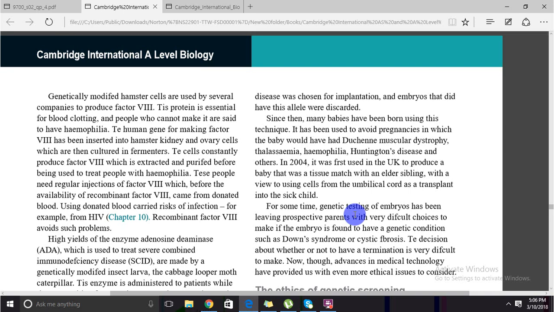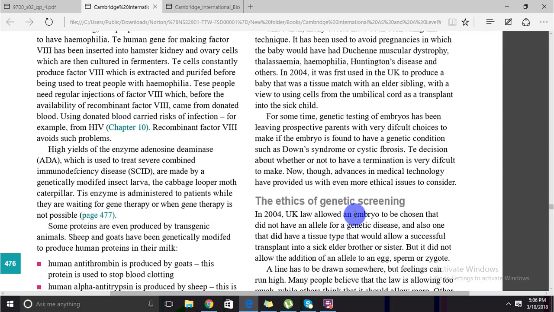And these people need regular injections of factor 8, which before the availability of recombinant factor 8 came from donated blood, and donated blood carried risks of infection, for example from HIV. Recombinant factor 8 avoids such problems, and this is something you can write in the advantages of using recombinant DNA technology to produce protein products.